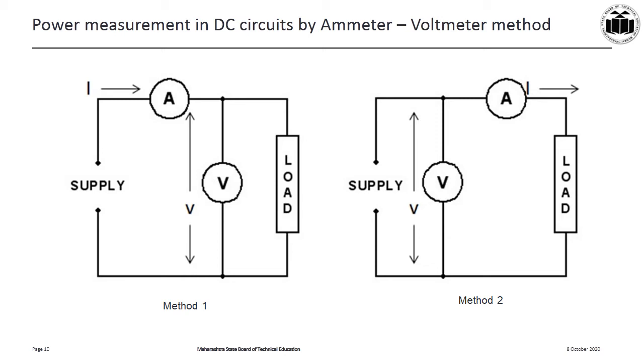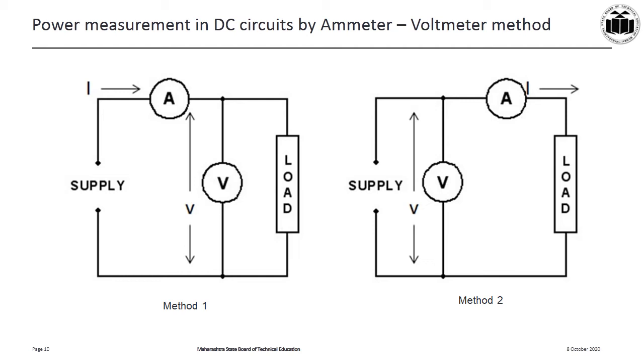Method 1, in which the ammeter is connected first and thereafter the voltmeter is connected across the load. So whenever current flows, the current taken by the load and a very small value of current taken by the voltmeter will also be recorded, which will introduce a small error in the ammeter reading, and we may not get the correct reading of power.